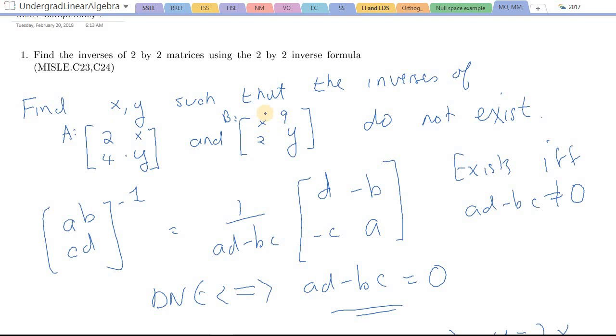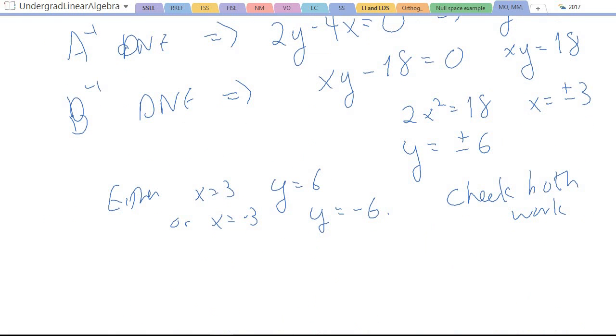Now here, if I have 3 and 6, so here I have 3, 9, 2, 6. So the first row is a scalar multiple of the second row. If we have minus 3, we have minus 3, 9, 2, minus 6. It's still a scalar multiple. So those two different possibilities are both possible. So we can say either this one or this one. And that gives me all the solutions.